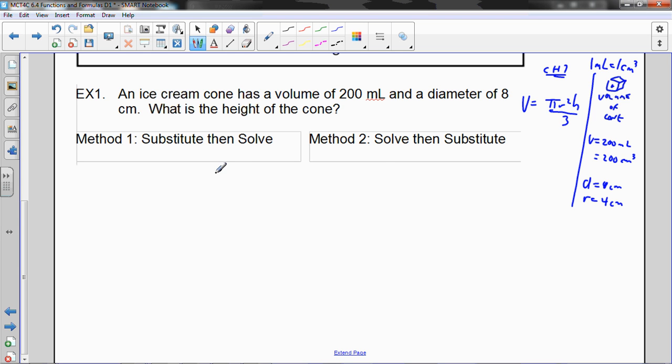All right, well, what would it look like if we substitute and solve? Well, if we substitute and solve, I'm going to write down the formula first. Here's the formula. I know volume is 200. The diameter is 8, so the radius is 4. So I'm going to substitute in. And then I want to solve for h.